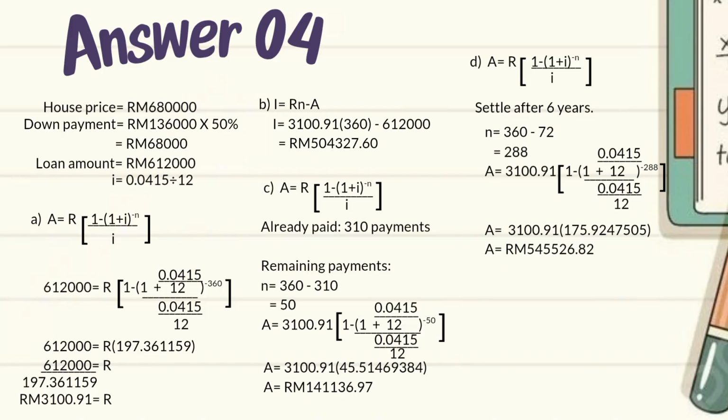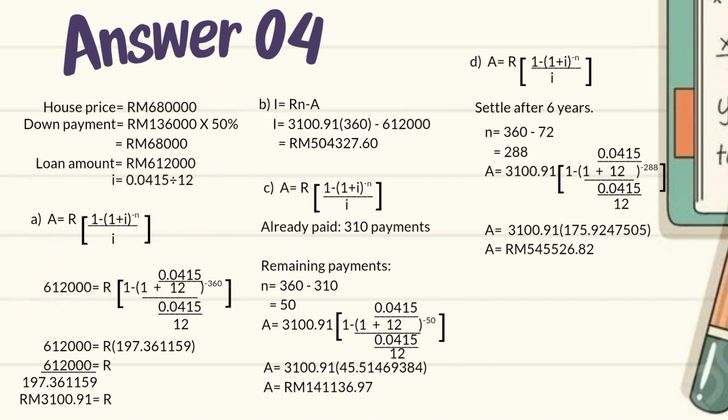Okay, so let's look at question A. We want to find the monthly payment. So which formula do we use? We use formula A because we want to find the monthly payment R. So we rearrange formula A to solve for R. After that, we need to know the amounts of A, N and I. So what is the amount of A? The amount of A is 612,000. How do we get this amount? House price minus down payment, 50% of RM 136,000. So we get this amount.